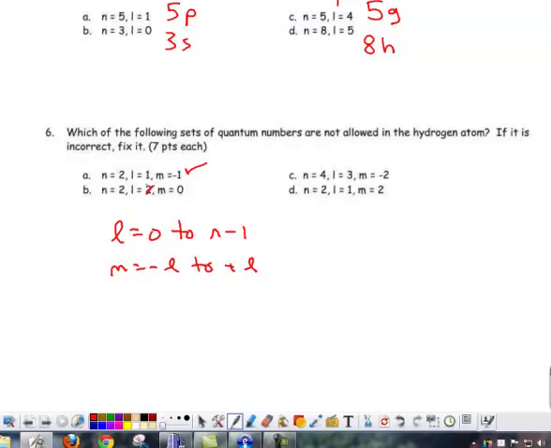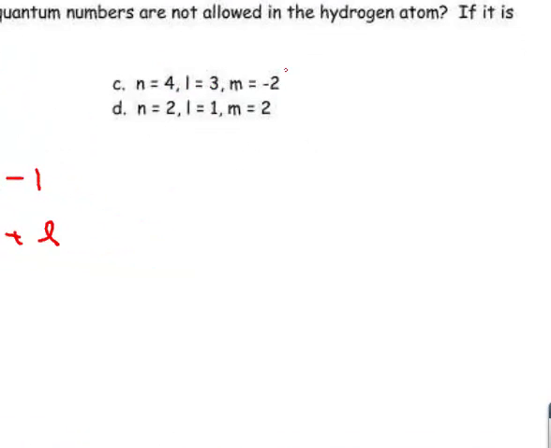Next, l can't be a 2. It would have to be a 1 or a 0. And m can then be 0. Next, 4, 3, negative 2, that one is just fine. Next, 2, 1, 2, nope, m can't be a 2, because it can only be negative 1 to positive 1. So negative l to positive l.